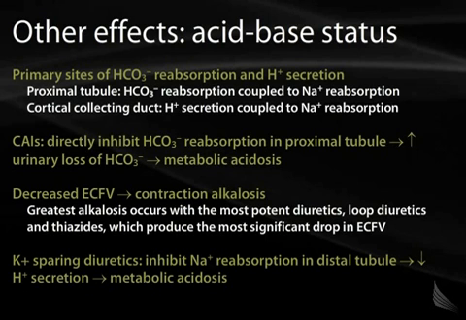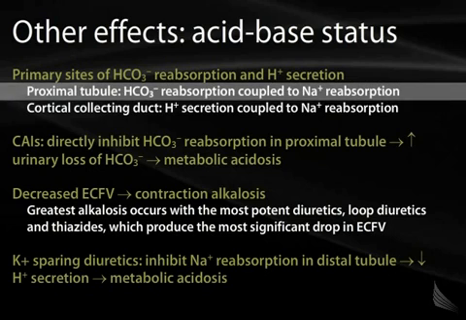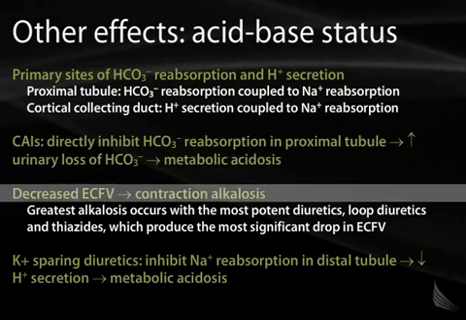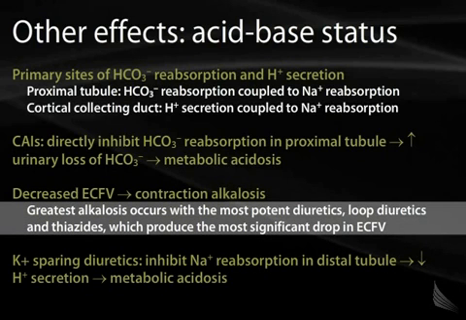Lastly, let's explore the acid-base effects of diuretic administration. This depends on the site of the diuretic action. Proximal tubular diuretics, primarily carbonic anhydrase inhibitors, because they impair bicarbonate reabsorption, will lead to, in the end, metabolic acidosis. The other types of diuretics, as they decrease effective circulating volume, lead to a contraction alkalosis. The greatest alkalosis occurs with the most potent diuretics, loop diuretics and thiazides, which produce the most significant drop in extracellular fluid volume.